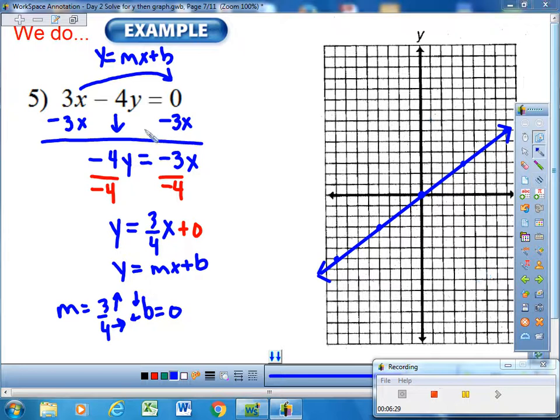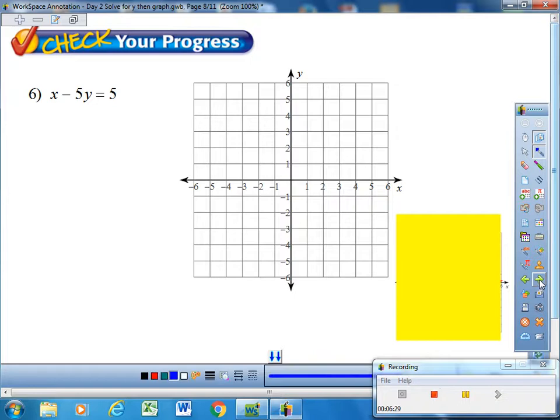Okay, you can always check with slope dude again. He's standing here. What's he saying? Puff, puff, positive. Your slope is positive. Go ahead and write this down. Graph it. Check your progress. Pause the video. Come back. And I will solve it with you.